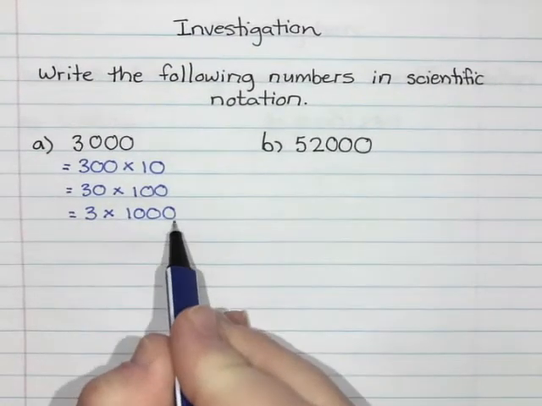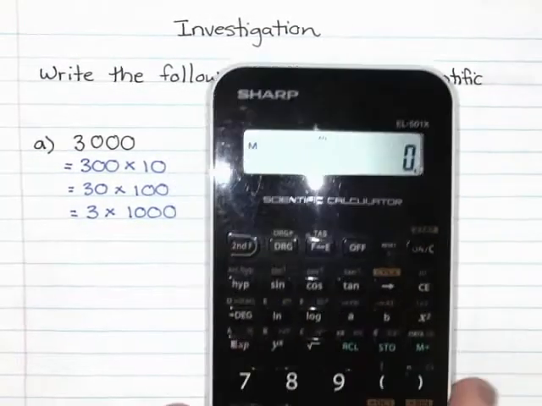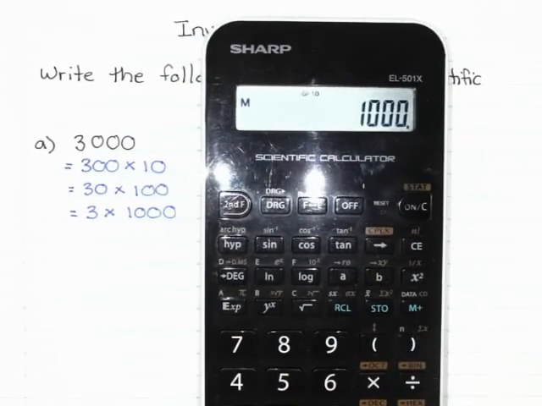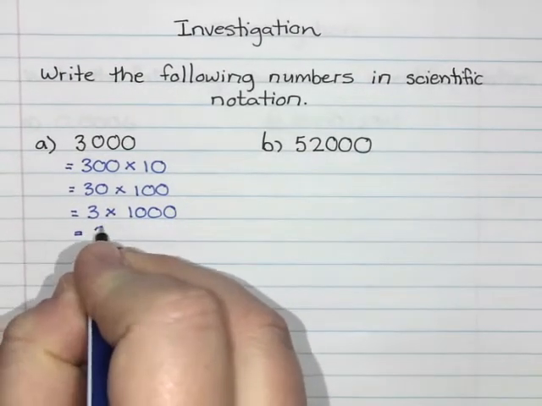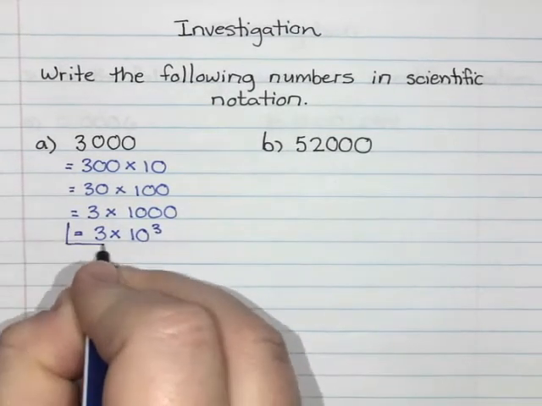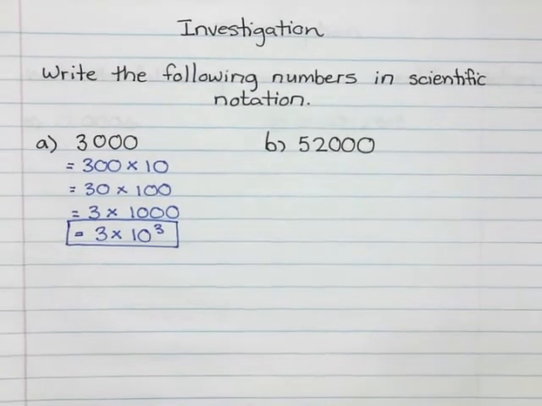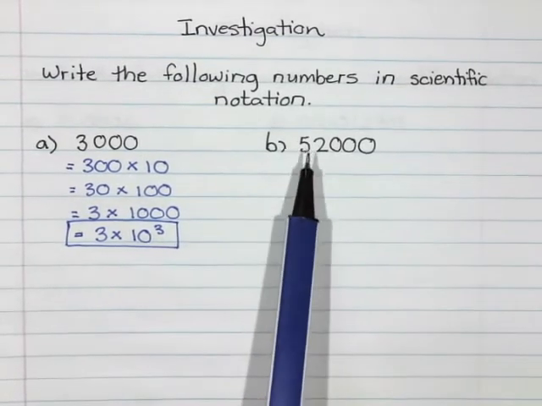Now 1,000 is a 1 with 3 zeros, and 1,000 is actually the same thing as 10 to the power of 3. So I'm going to say here that 3,000 is the same thing as 3 times 10 to the power of 3. Now this is just an investigation. I don't expect you to break every number you see down the same way I just did. We're just trying to see the connection between an original number and the number in scientific notation. So I'm going to try one more.